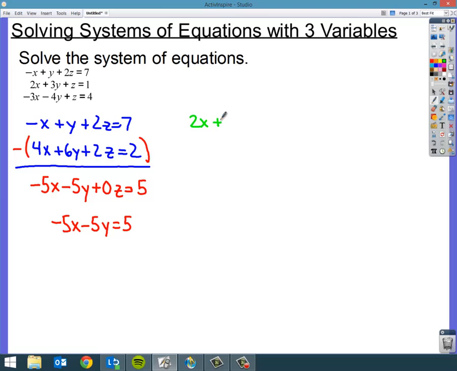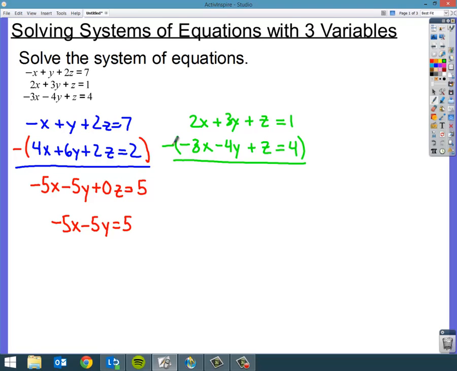So I have 2x plus 3y plus z equals 1. And then the second equation, I have negative 3x minus 4y. That's supposed to be a 3. I know it's ugly. Don't judge me. Plus z equals 4. Okay? Now, I don't even have to do any multiplying here because my coefficients are already the same. Their z coefficients are 1 and 1. And remember, since the sign is the same, I know I'm going to subtract. So I'm going to go through each column and subtract.